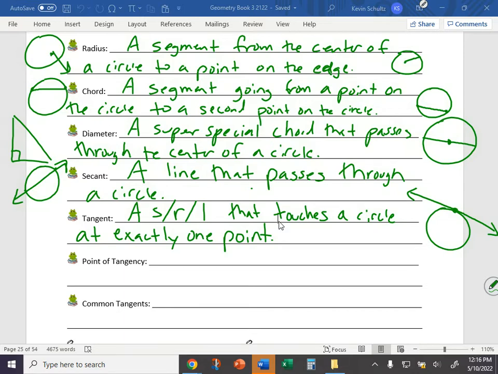Right. A point of tangency is the point where a tangent touches the circle. Okay, so that point that I labeled here earlier, this one here, that's your point of tangency. Point where tangent touches the circle.